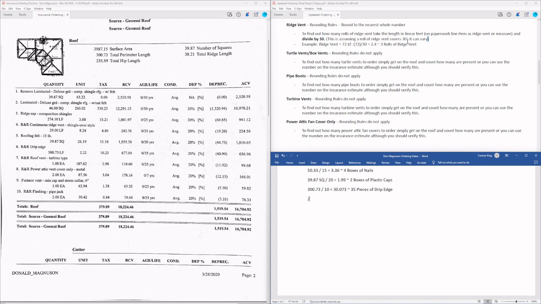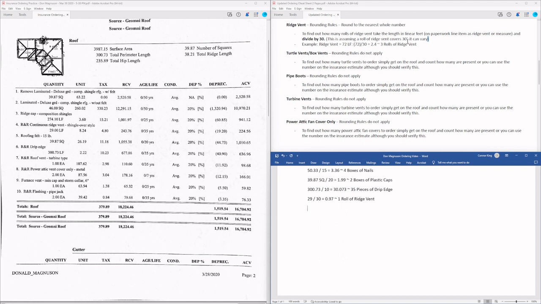So we're going to take our 29 feet and we're going to divide by 30. And obviously we can tell that this is going to be less than 1, but for an exact number, it's going to be 0.97. And so the rounding rule on ridge vent says round to the nearest whole number. So we're going to order one roll of ridge vent.